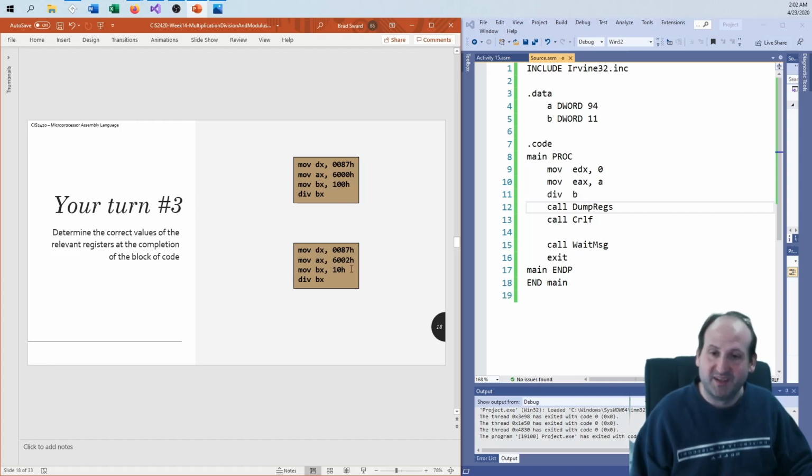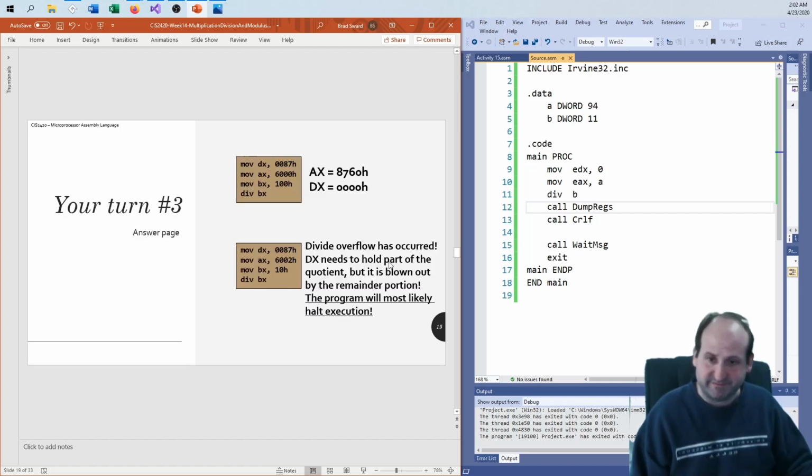Same thing goes here: 87 6002 hex divided by 10. That one might have a little problem. Let's take a look at why. First, let's look at the one that isn't screaming a wall of text at me.